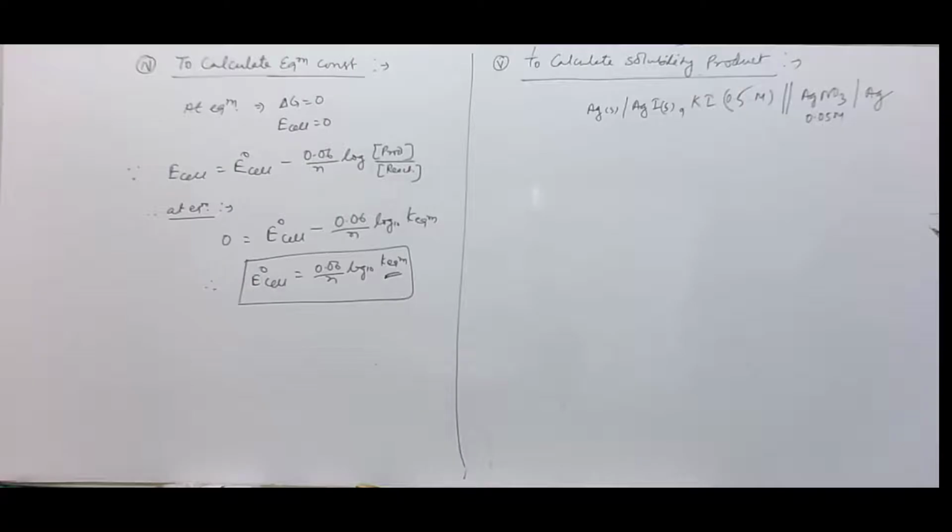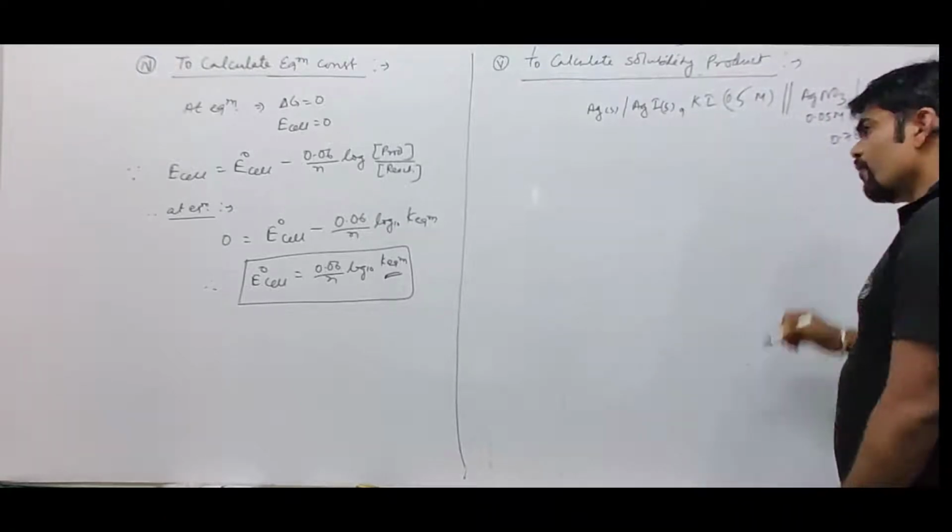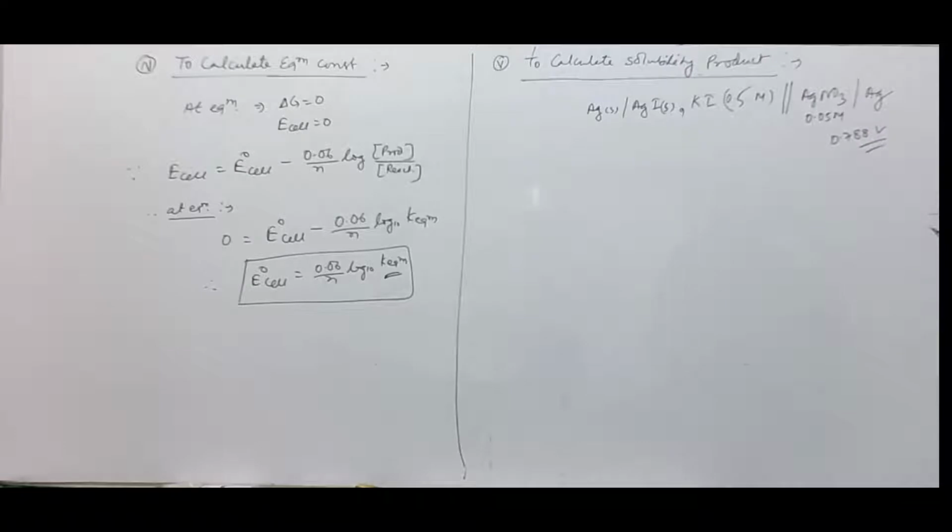So to calculate solubility product, the question is: the EMF of this cell is 0.788 volt. Find the solubility product of AgI.